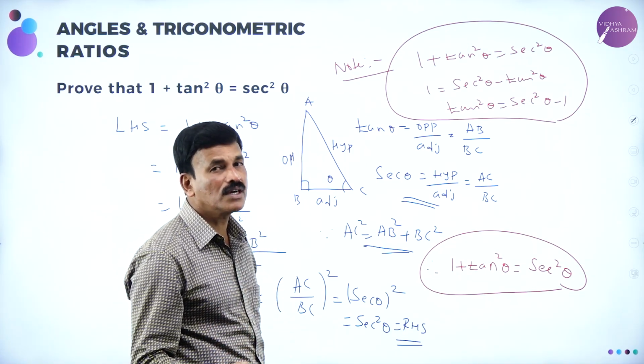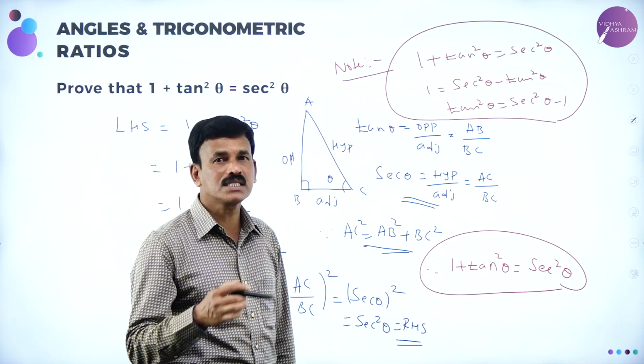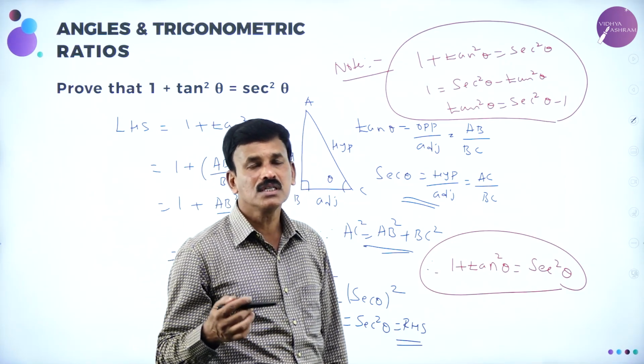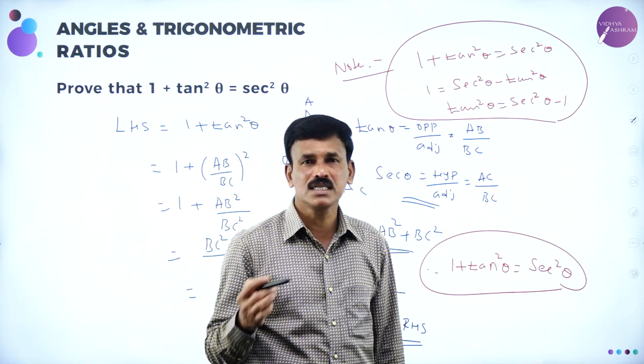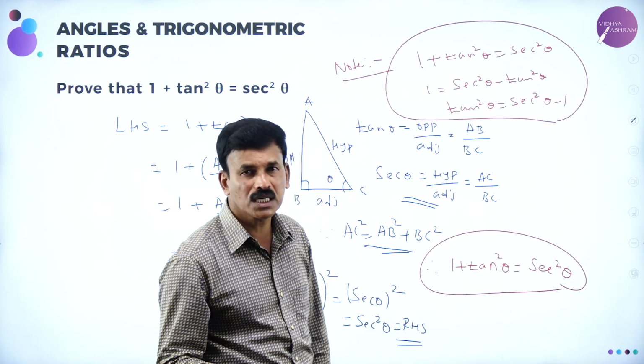Now move on to the next one. So already the first one is sin square plus cos square. The second one is 1 plus tan square is equal to secant square. And the third identity, what is left over? The third identity is cot and cosecant. How to relate: 1 plus cot square theta is equal to cosecant square theta.